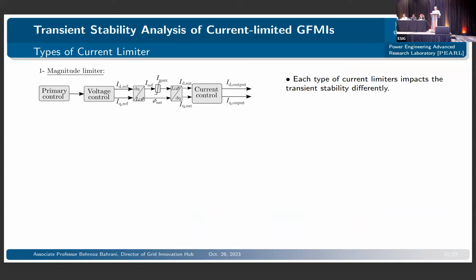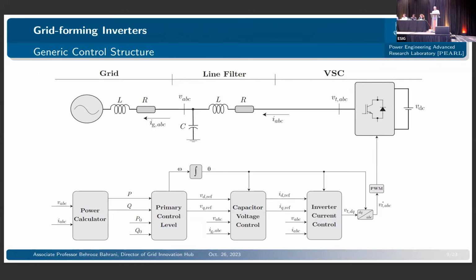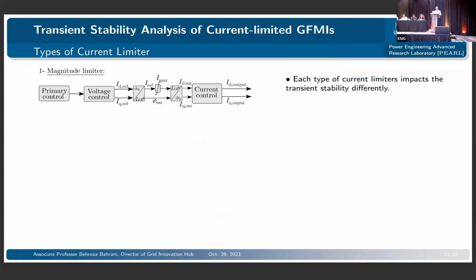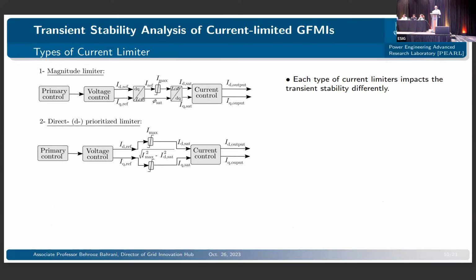Now, if I go back actually one step, for the inverter current controller that we've got here, if you limit the references that are given to it, you can protect your switches. And that's how we engage current limiters. So there are a number of different types of these current limiters. One of them is the magnitude limiter, meaning that you simply limit the magnitude of the current that you're injecting.